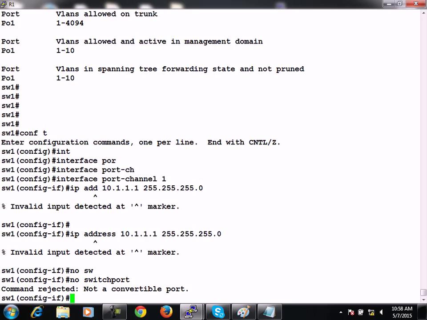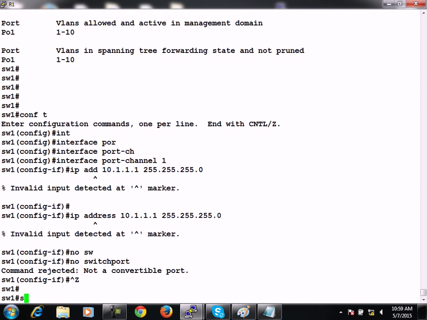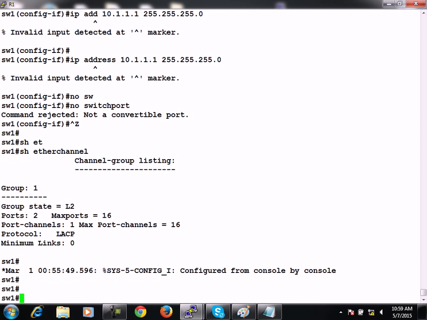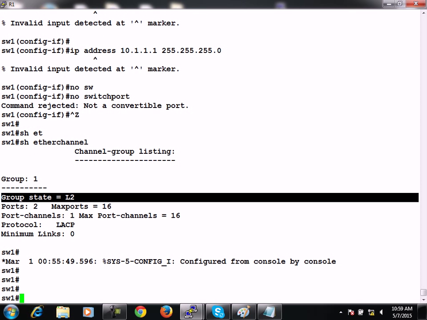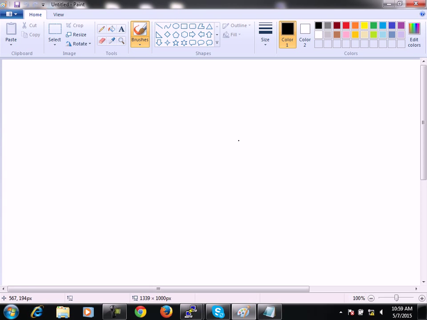remember, port channels are not convertible ports. You cannot convert them from layer 2 to layer 3, and also you cannot convert them from layer 3 to layer 2. Like here, show EtherChannel, by default it is working as a layer 2 port channel. Fine. Second thing, why do we need to configure layer 3 EtherChannel between switches?